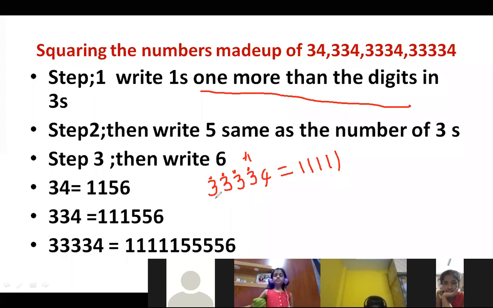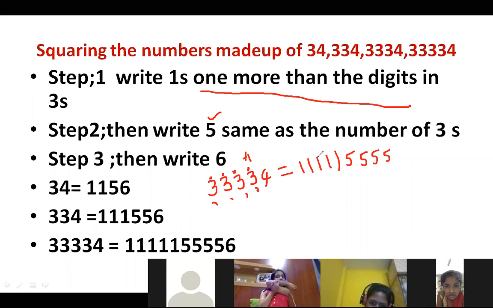This is writing ones. Okay, now after writing, then write 5s. How many 5s should you write? It's very easy: the number of 5s equals the number of 3s. See, here 4 3s are there, so you should write 4 5s. 5s equal only.